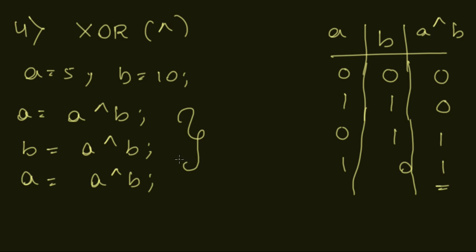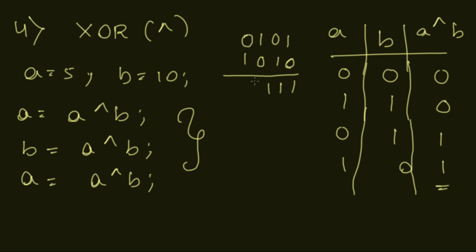Firstly, A value is 5, so the bitwise representation of A will be 1, 0, 1. B value is 10. The bitwise representation will be 1, 0, 1, 0. So what will be the XOR of this? These two are different values, 1. Different values, again 1. These two are also different values, 1. And since nothing is there, I am going to take 0 here.